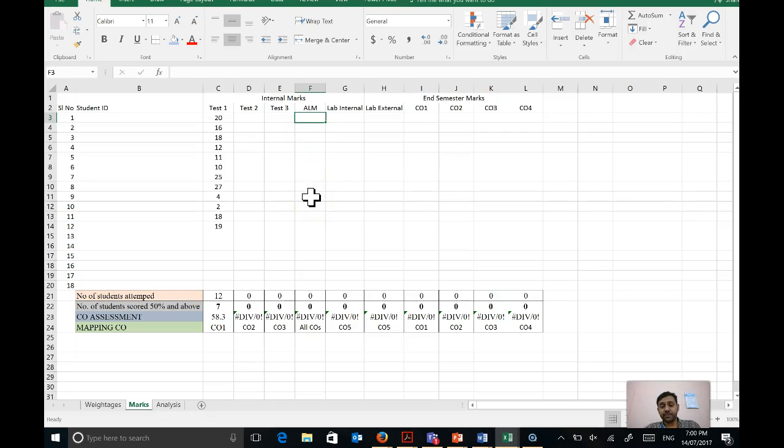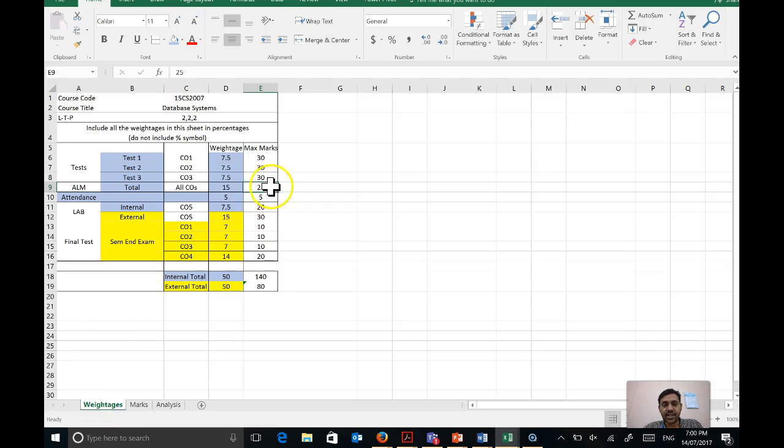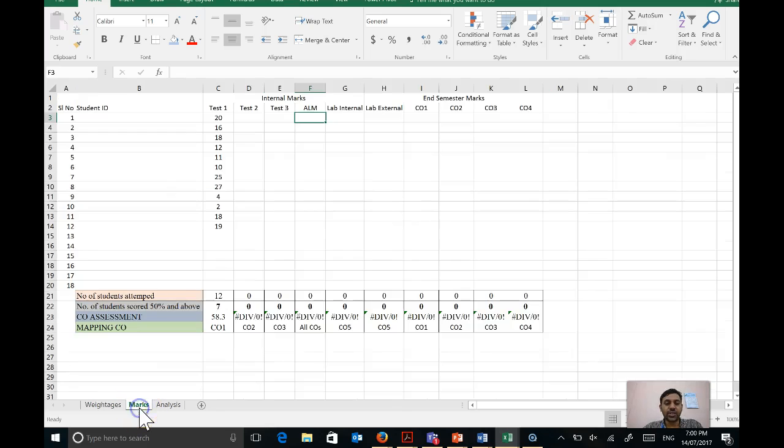In case your total marks are different, you need to update that here. You can't keep this as 25. You need to update this to whatever your total marks are, so make sure your marks are in that range. And for lab internal, club all your internal components and put the marks here.